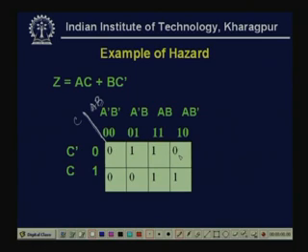So, for the AC term, AC plus BC dash, this can be a realization. Here, this couple represents BC dash and this represents AC. So, this is my BC dash and this is my AC.